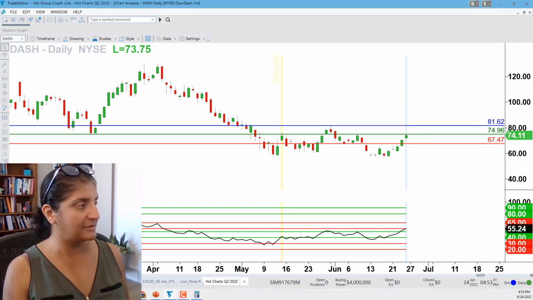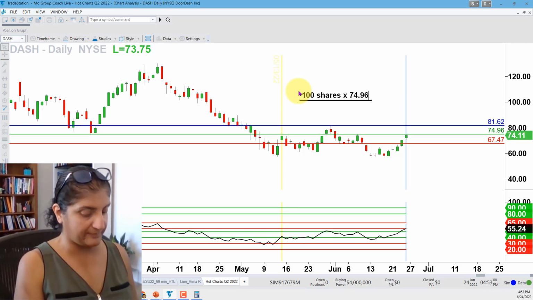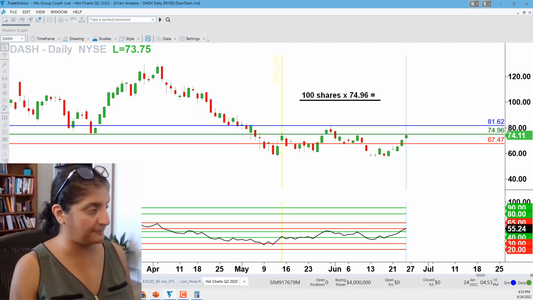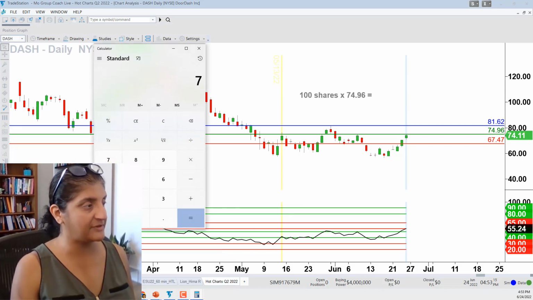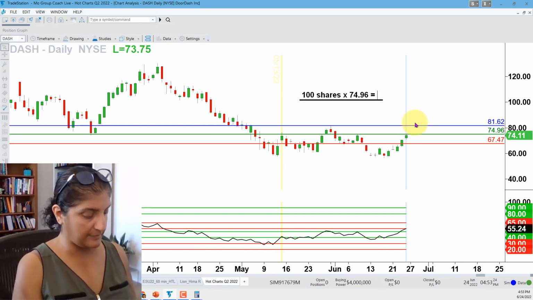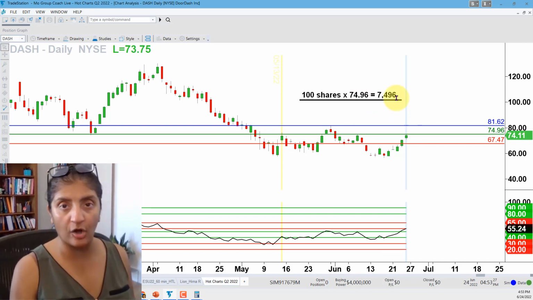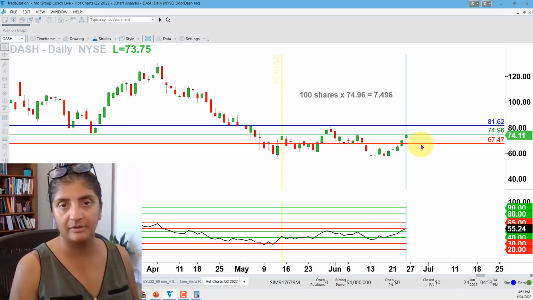the position. Okay, if this was 100 shares times 74.96, if we do the math here, 74.96 times 100 is $7,496. If you are long in this trade that you're managing, you do have a limited amount of loss in that it's the value of the entire position.